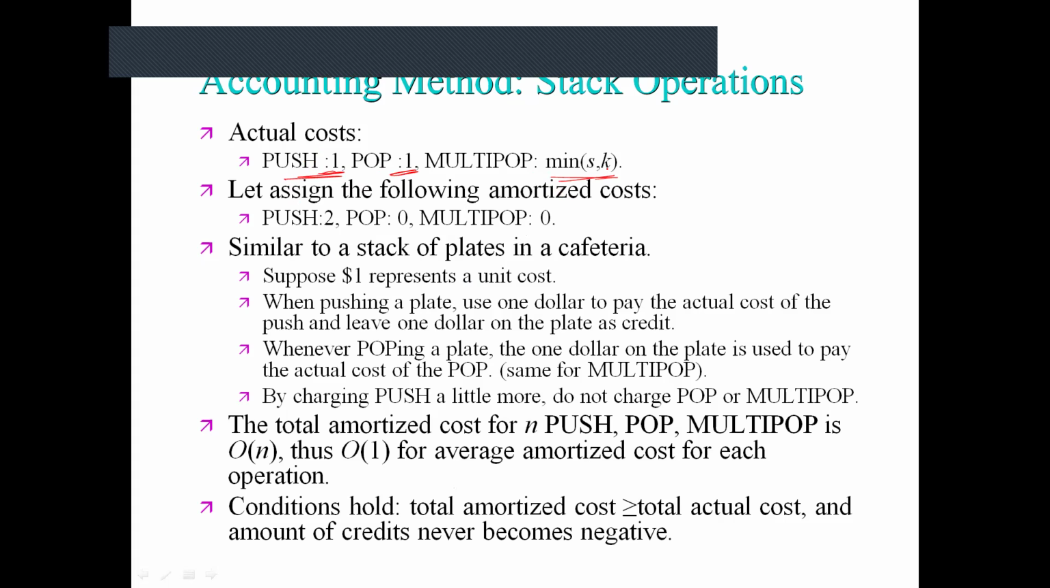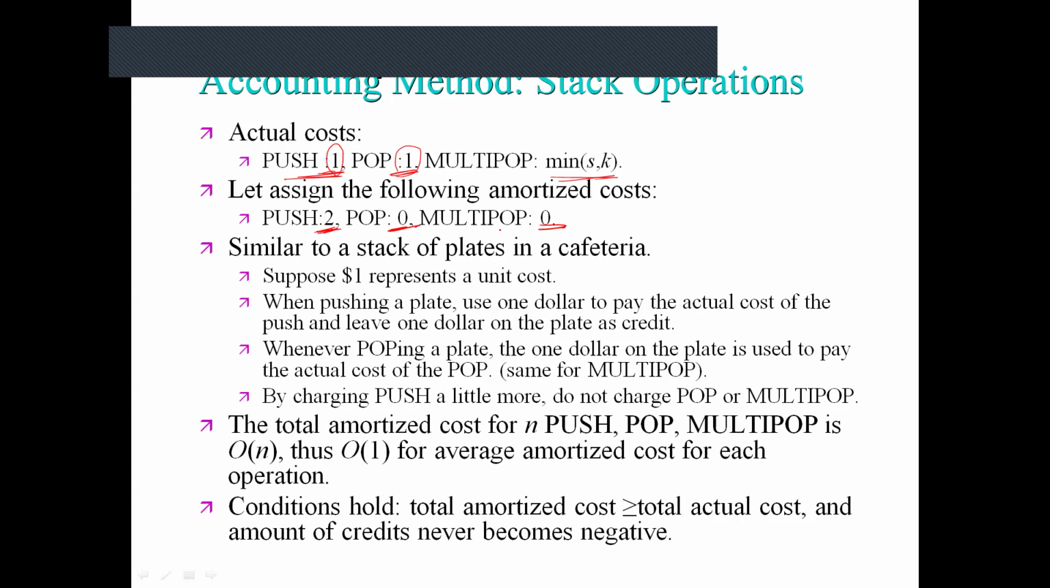Now let us assign the following amortized costs. For push, I'm giving an amortized cost of 2. That is, I'm charging 1 rupee extra over what it actually takes. And I'm not charging anything for multi-pop or pop. We are just giving it a 0. Imagine it like this: you have a stack of plates in a cafeteria, and every plate is stacked on top of each other.